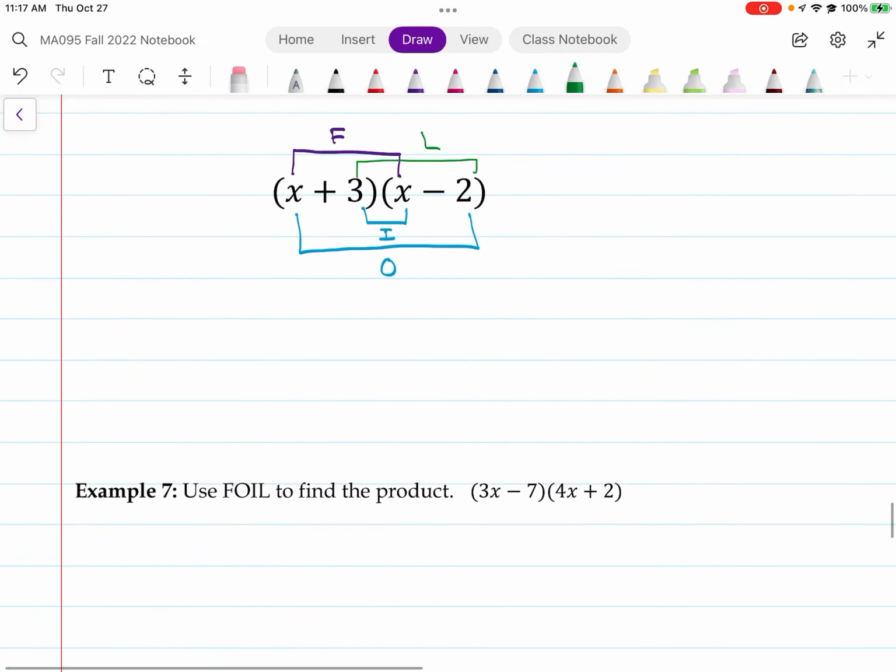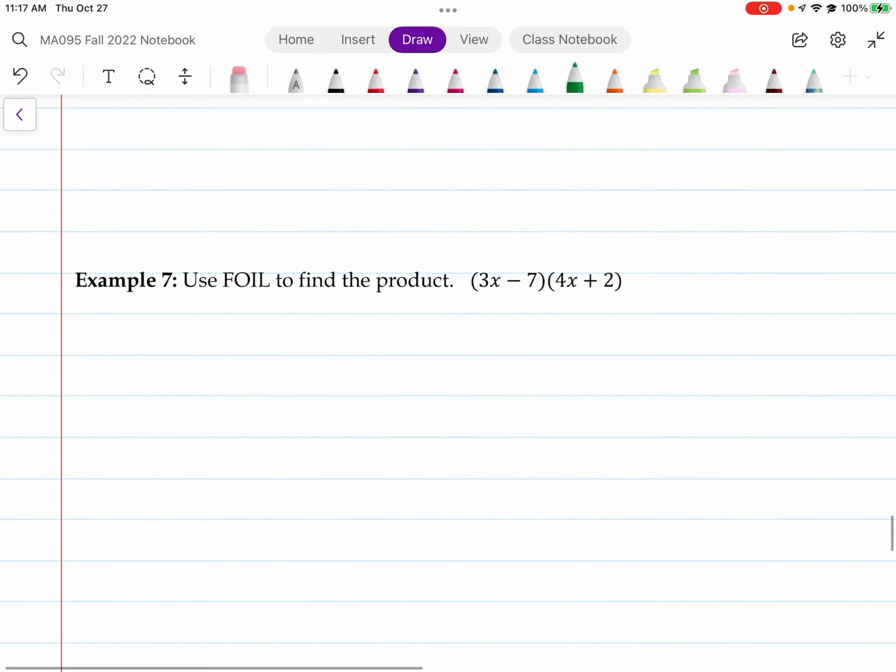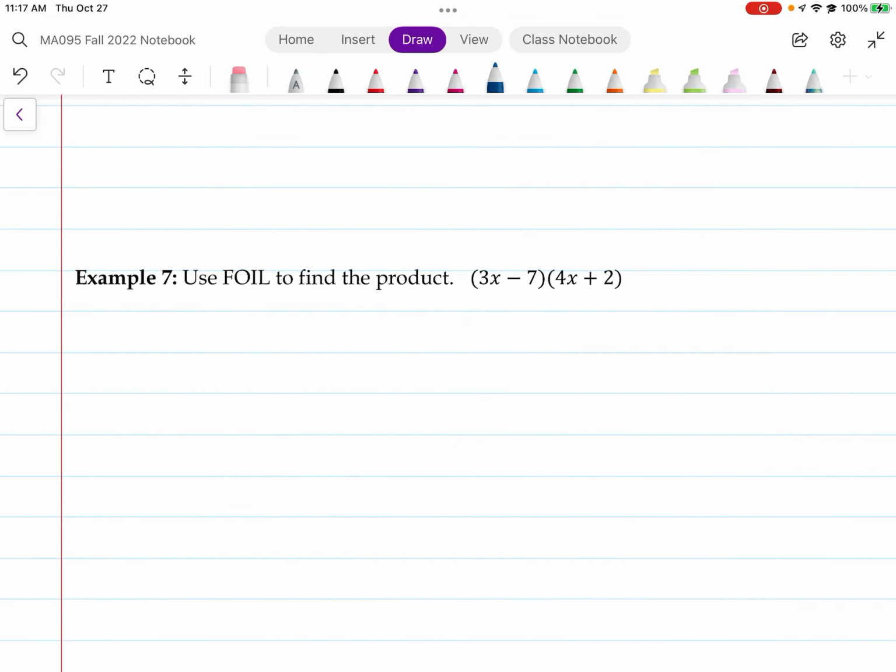All right, so let's use FOIL to find the product of this. And again, if you have a different technique and it works, fine. It's fine. You can do it. All right, so first is going to be, so that's our F, first. So F is 3x times 4x. I'm going to write all of this down, okay? And then I'm going to put a plus for each one and then just keep the negative in there when I need it. All right, so then my outer is going to be these two. This is going to be my O, and I've got 3x times 2.